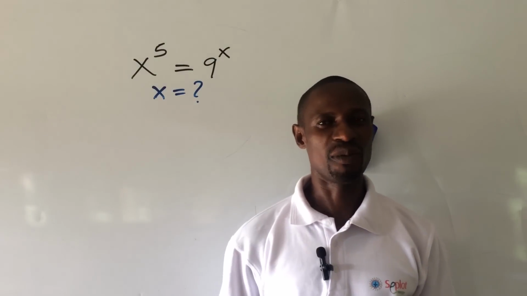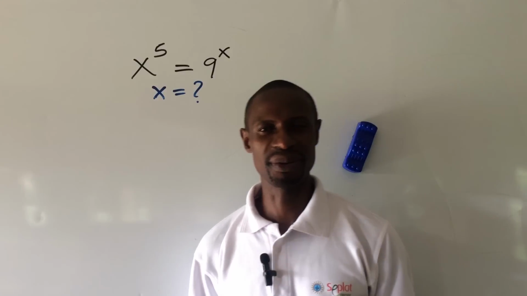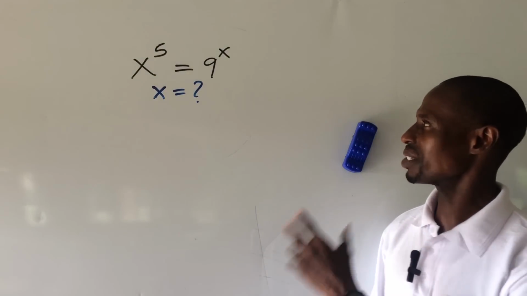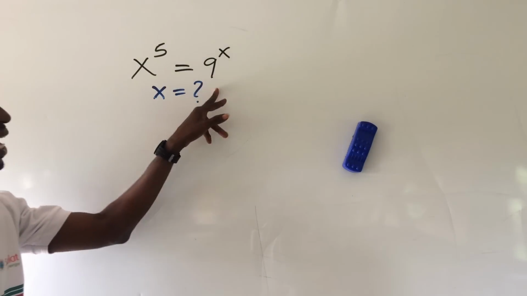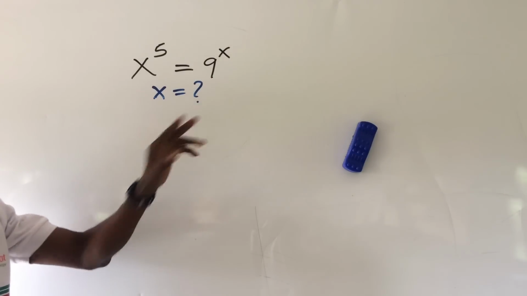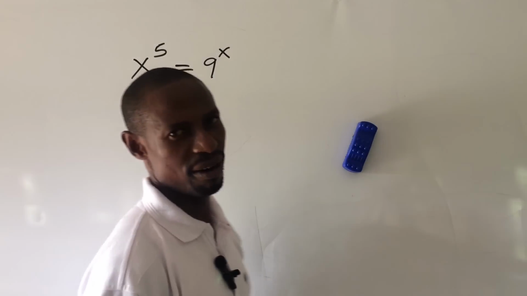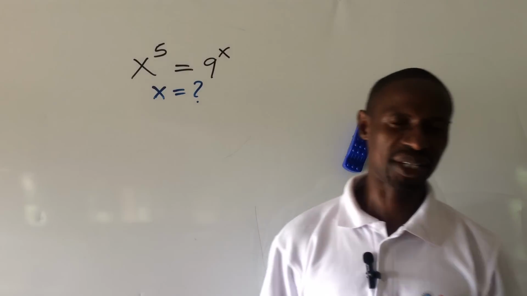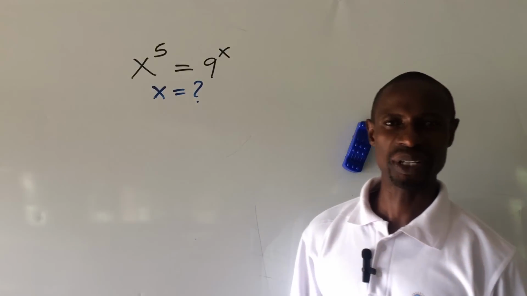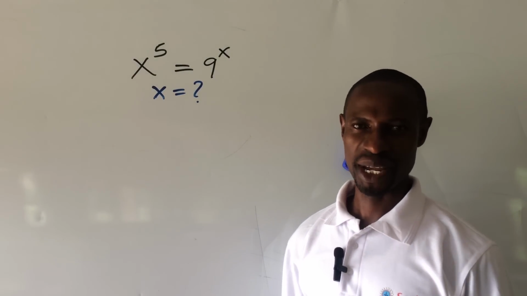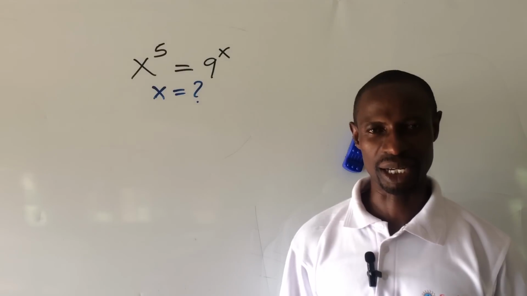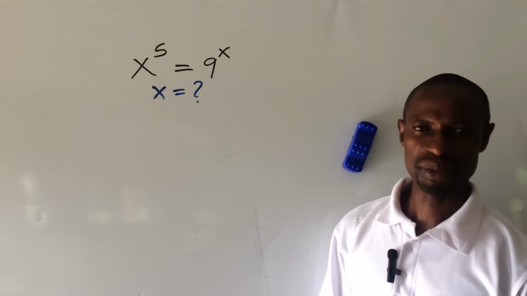Here we have one of the most rhetorical exponential challenges. The question reads: x to the power of 5 equal to 9 to the power of x. What will be the possible values of x? Now, in solving this question, we're going to make use of what is called the Lambert W function. That is the only way we can solve this challenge. So how do we go about this?